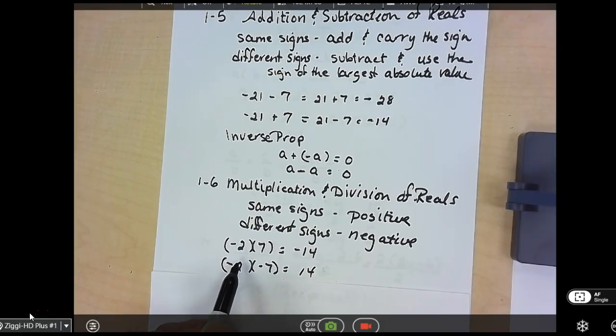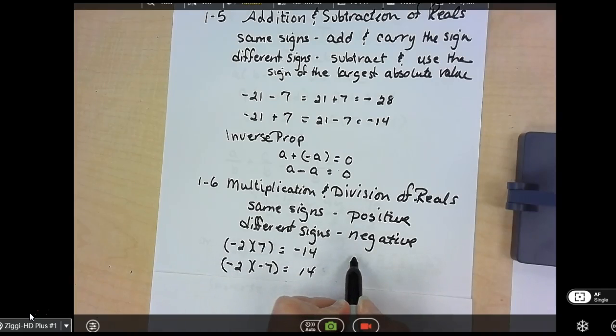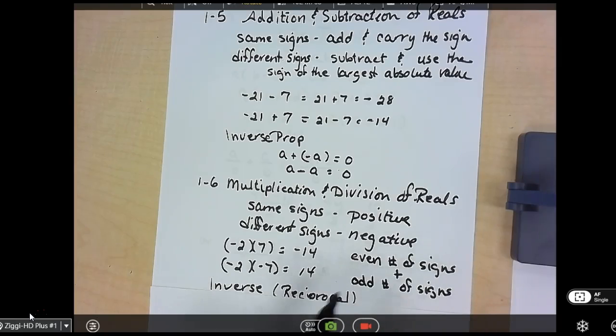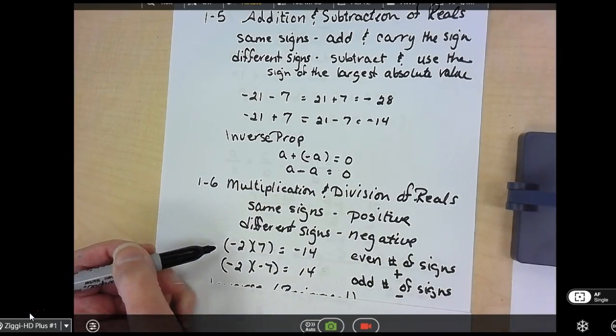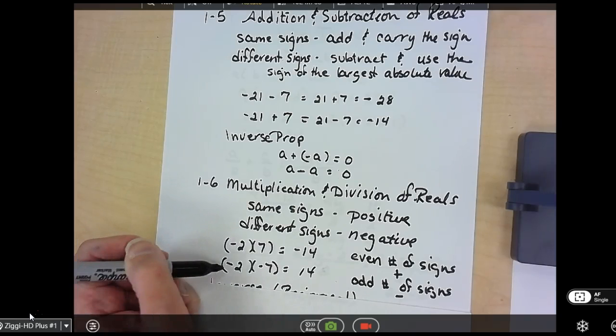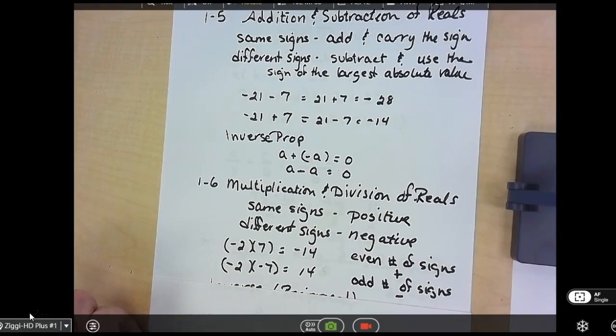I also use the rule, if you count the number of negative signs and you have an even number of signs, it is positive. If you have an odd number of signs, then your answer is negative. So we have only one negative sign here, so it's negative. We have two negative signs, so my answer is positive.